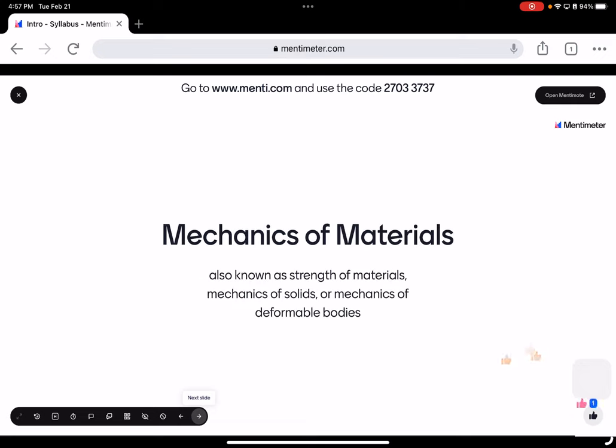So as I mentioned, mechanics of materials is known also as the strength of materials, mechanics of solids, mechanics of deformable bodies. They are the same lecture. Okay? They are the same lecture. So if you find in the textbook that this is the title, that's the same thing. They're the same thing.